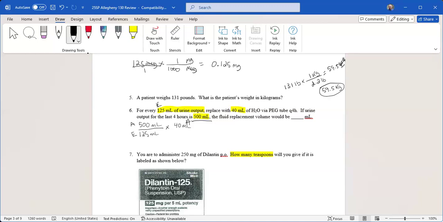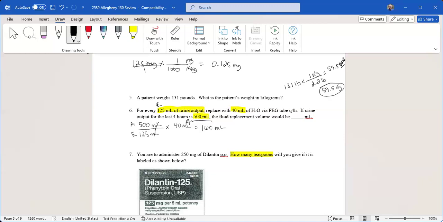Now, where things get tricky, and why I deviate a little bit from dimensional analysis, is that everything's milliliters. But what we're trying to do is eliminate the output milliliters and only have the replacement milliliters listed here. Okay. So I'll just put it in my calculator so we're all on the same page. 500 times 40 gives me 20,000, divided by 125 gives me a replacement volume of 160 milliliters.